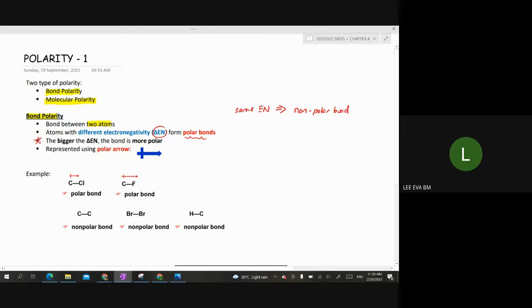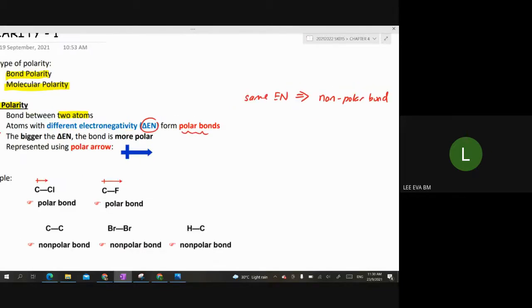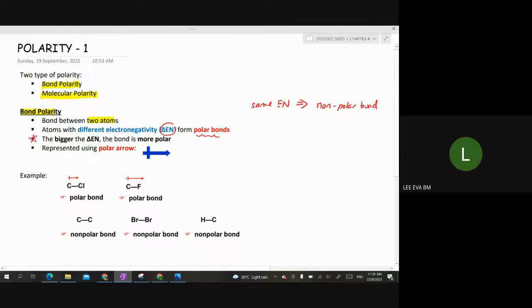Okay. And then every time you need to know how to use this polar arrow. Yang ini penting, polar arrow. Ada satu, you got the tail, you got the head. This one is what we call the tail. This one is what we call the head. Okay, so how are we going to use this polar arrow?